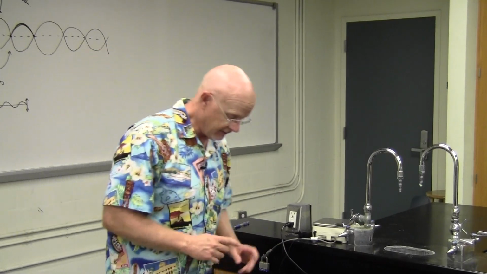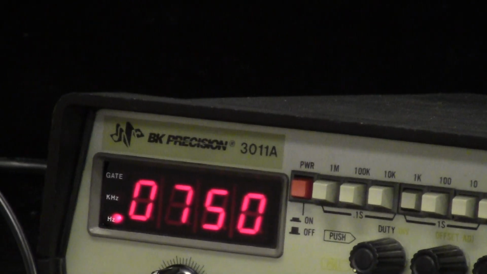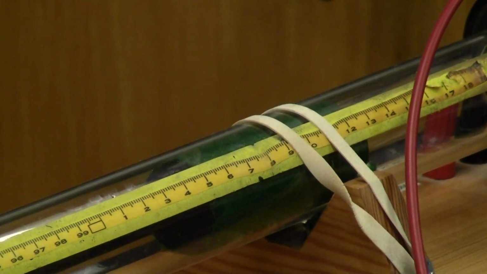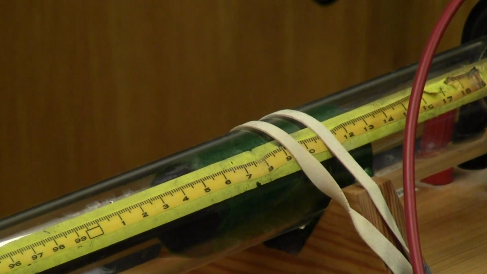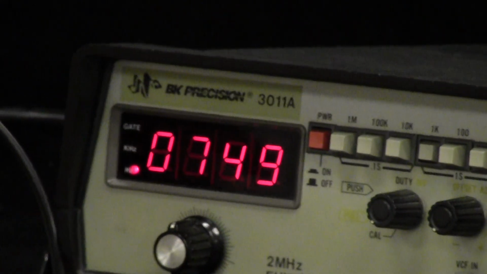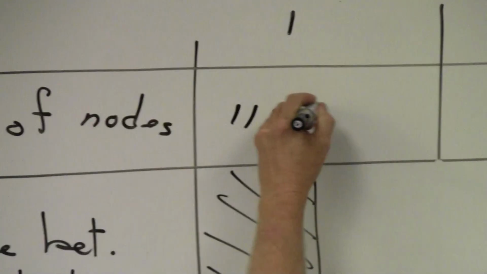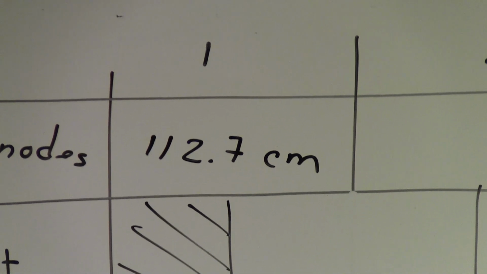All right, so I'm looking around for my marker. There it is, and I'll go ahead and then find that first node. Let me just double check that it goes back to the same frequency. Good, 749. And let me just move it back and forth until I think it's the loudest. So I'm thinking that's the loudest. And if I look at the edge of the plunger, and I'll just do centimeters, this is 112.7. So coming over here, I will put 112.7 centimeters.